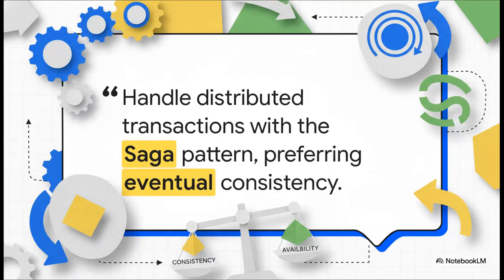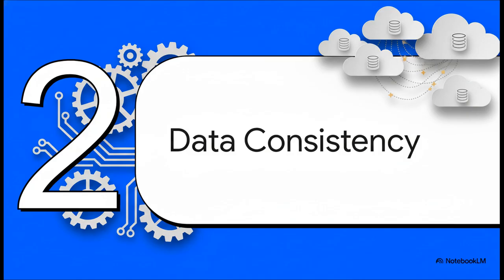So when you're in that interview, here's your killer one-liner. I'd handle distributed transactions with the saga pattern, preferring eventual consistency. Boom! That sentence shows you know the primary solution and its core trade-off. And that trade-off, eventual consistency, leads us perfectly into our next big challenge. All right, let's keep going. If our transactions are distributed all over the place, it means our data is too. So the next logical question is, how on earth do we keep it all in sync?